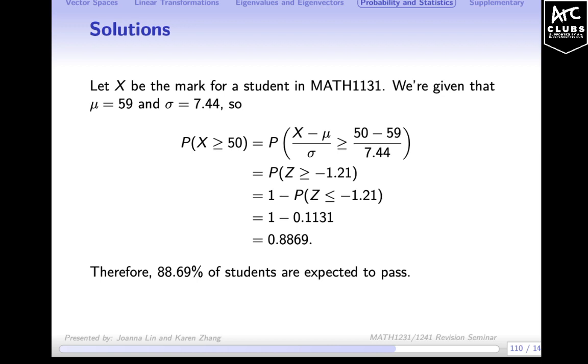We want to find the probability of a student getting a mark greater than or equal to 50, so passing. Again, we standardize this random variable and we get Z is greater than or equal to negative 1.21. In your standard table of normal probabilities, all the probabilities are for less than or equal to a number, so we always want to use the complement rule here. You get this value, which is found from our table, and we get our final probability, which is 88.69%.